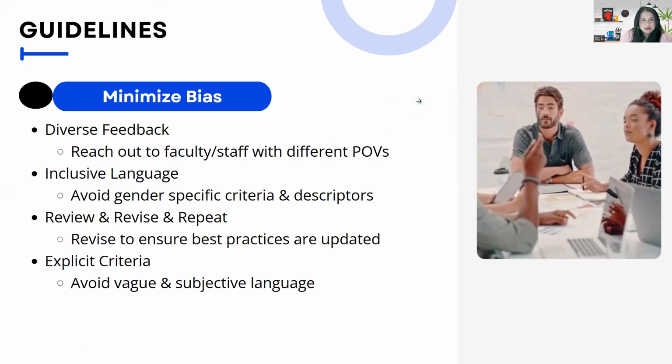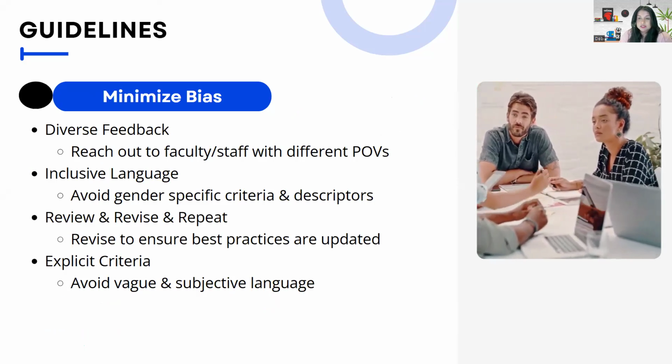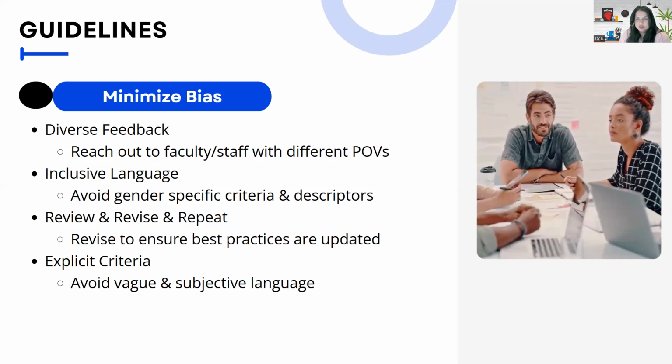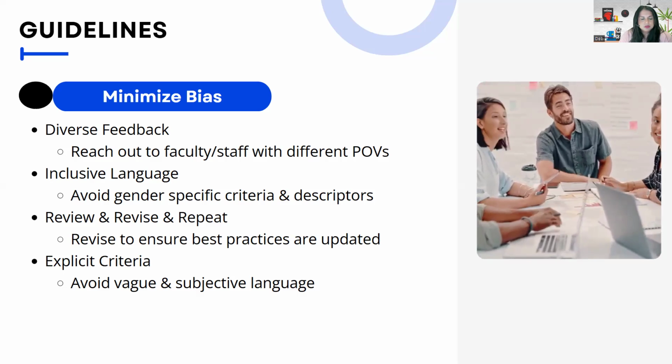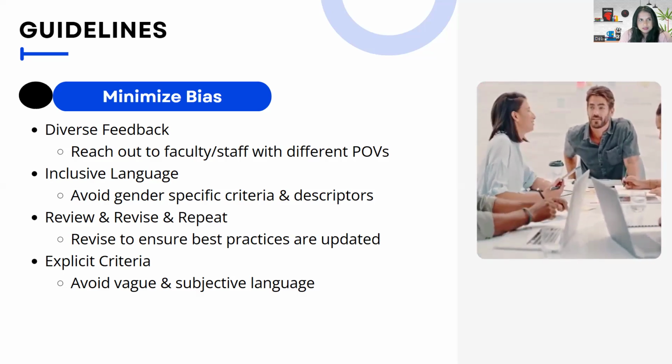Okay, the third item here is to minimize bias. Since rubric design does take a lot of time and effort, we want to ensure that these efforts actually produce fruit, essentially yield some good results. And so you can try these 4 guidelines here.